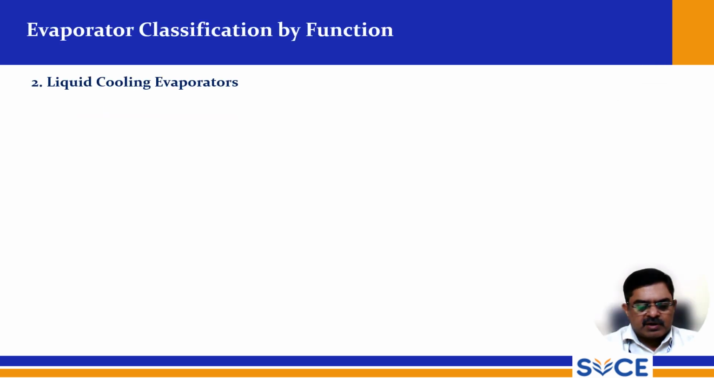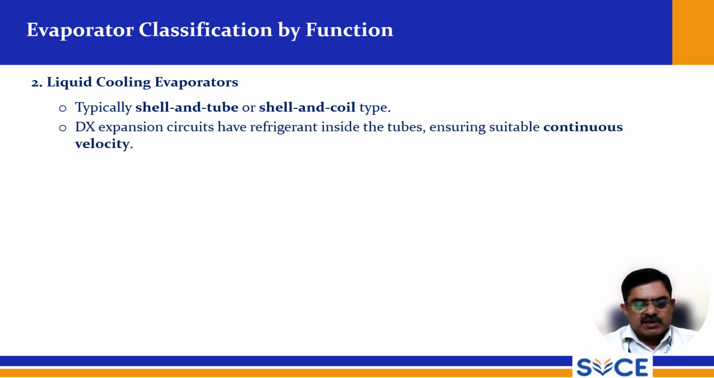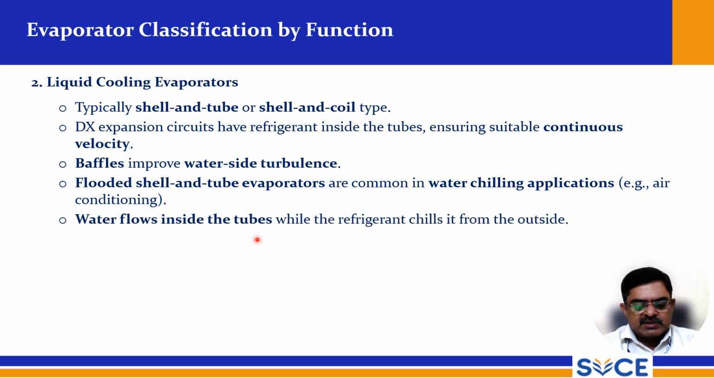So, liquid cooling evaporators. Typically shell and tube or shell and coil type, and DX expansion circuits have refrigerant inside the tubes, ensuring suitable continuous velocity. Baffles improve the water side turbulence. Flooded shell and tube evaporators are common in water chilling applications, with water flow inside the tubes.